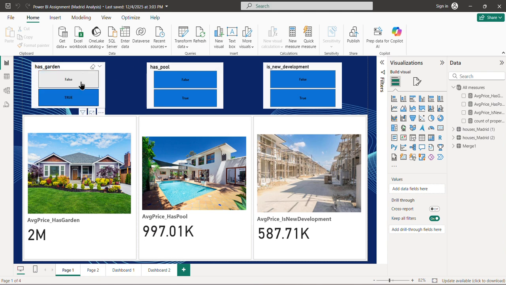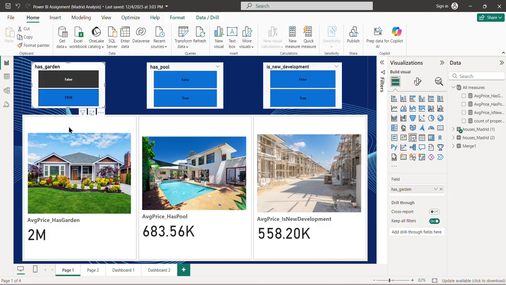Like if I don't want garden, here we have the average price of pool without garden, which is this, and new development without garden, which is this. If I remove pool, here we have 1 million average price of garden without pool, and this is the price without pool of new development.